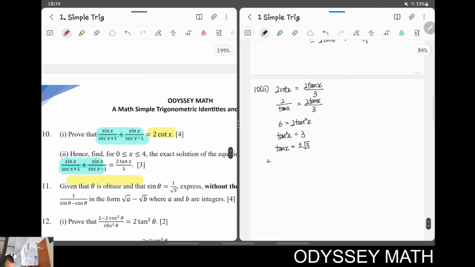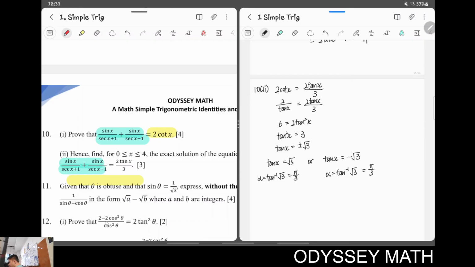So I will write it as tangent x equals square root 3 or tangent x equals minus square root 3. Okay, now I'll find the basic angle, which is tangent inverse square root 3, which equals pi over 3 for this. Same goes for this. The basic angle is tangent inverse square root 3. Take the non-negative, remove the minus when you do the inverse, pi over 3 as well.